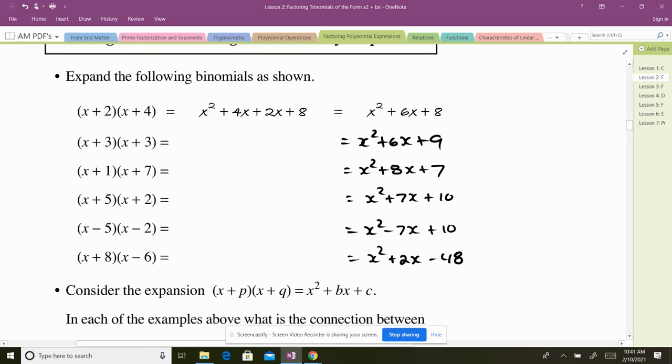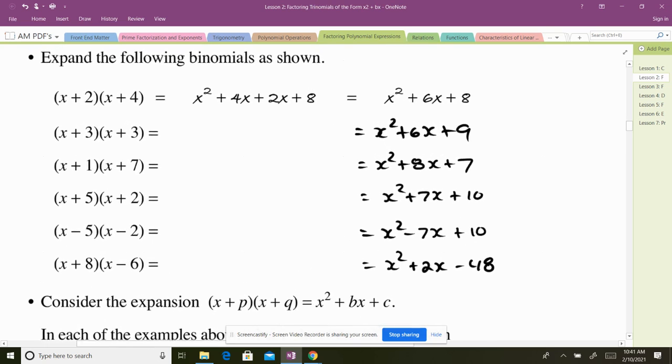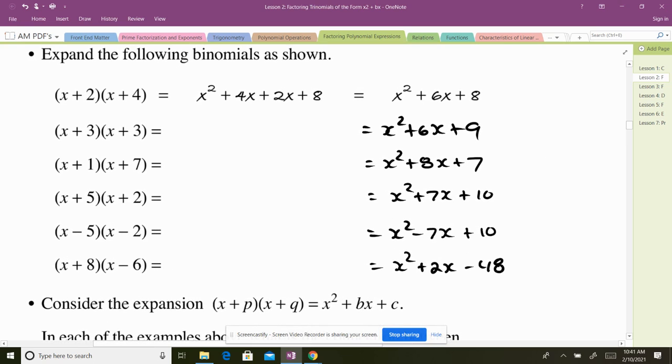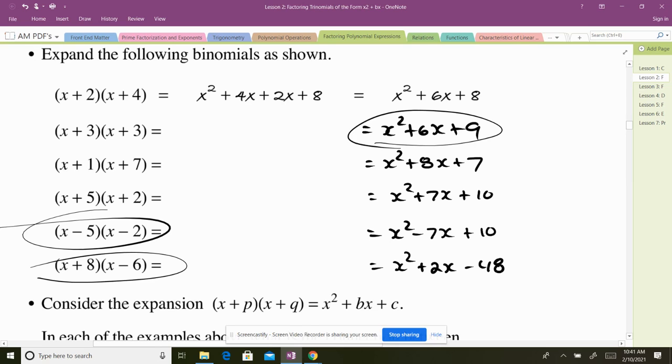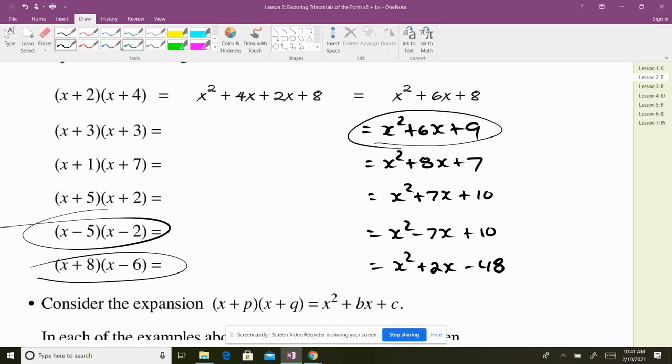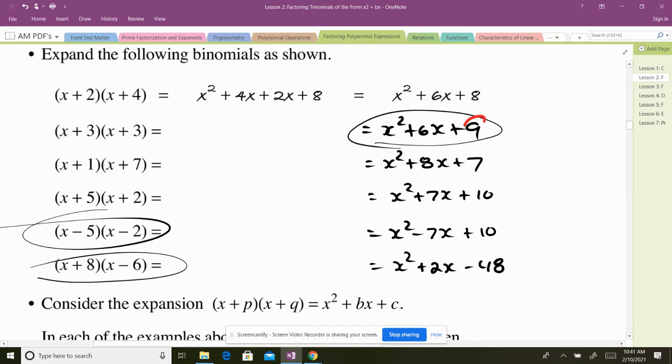So we want to figure out how we can go from these trinomials to these brackets. Okay. There is a pattern here. So if you look at it, what do you notice about the last term and those two terms?